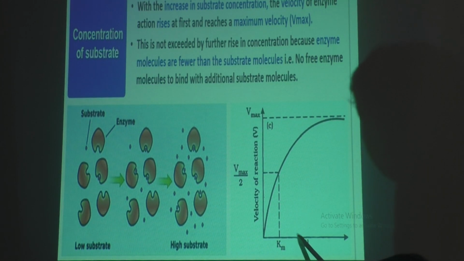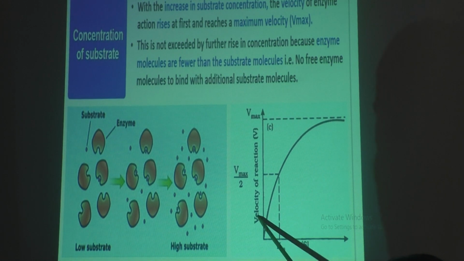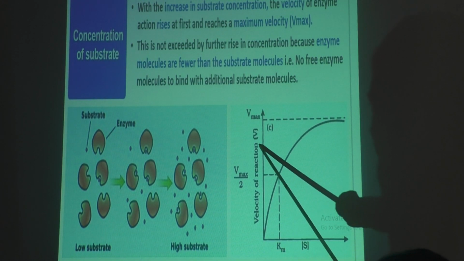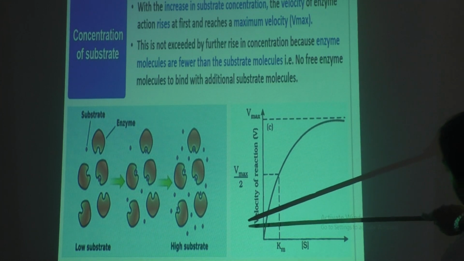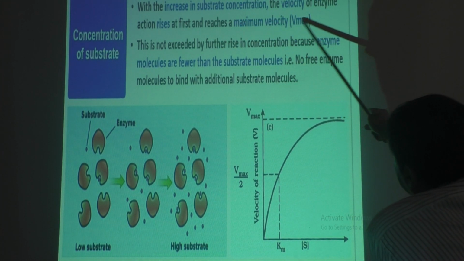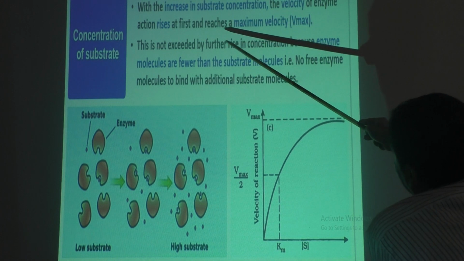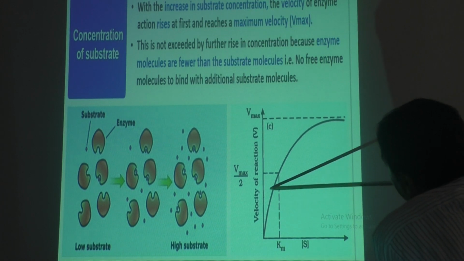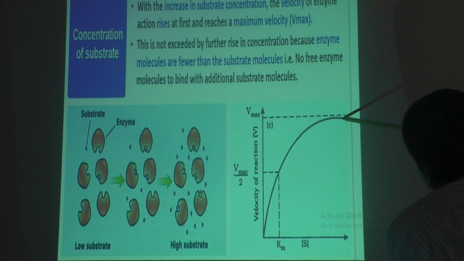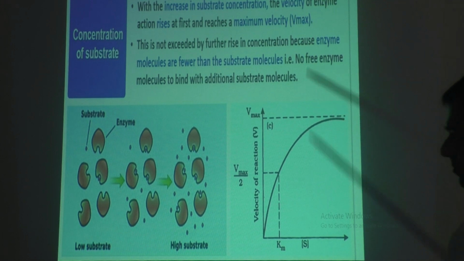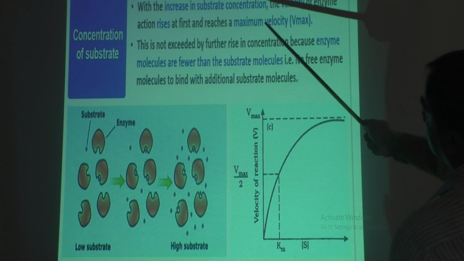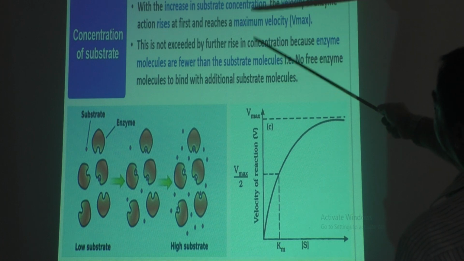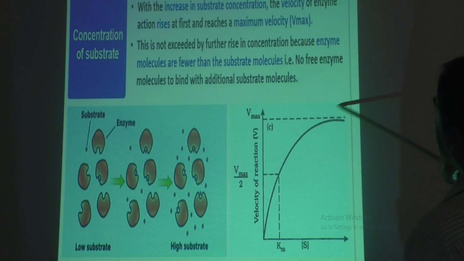Okay, so they have plotted a graph of the velocity of the reaction, meaning the speed of the reaction, V, versus substrate S. Then what did they get? You see here, when they increase substrate concentration, the velocity of the enzyme rises, means velocity increases and reaches maximum. Then it becomes flat here, a straight line, meaning it will not increase any more. So when substrate concentration increases, the velocity of the enzyme first increases and reaches maximum velocity.